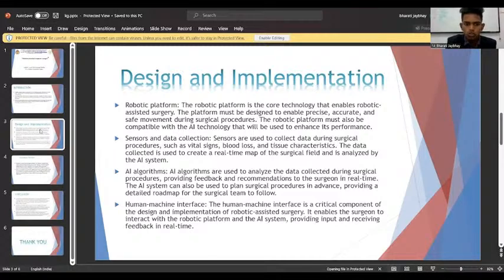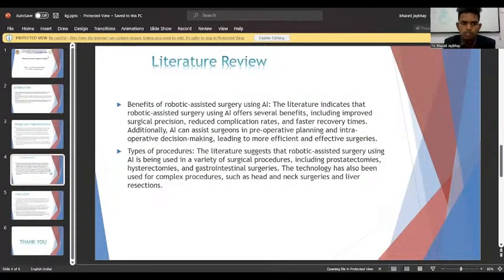The AI system can also be used to plan surgical procedures in advance, providing a detailed roadmap for the surgical team to follow. The next is human machine interface. The human machine interface is a critical component of the design and implementation of robotic assisted surgery. It enables the surgeon to interact with the robotic platform and the AI system, providing input and receiving feedback in real time. So, let's move further to the literature review.